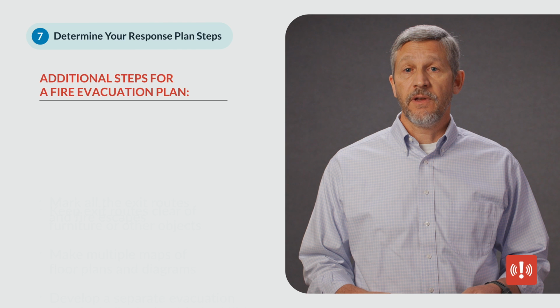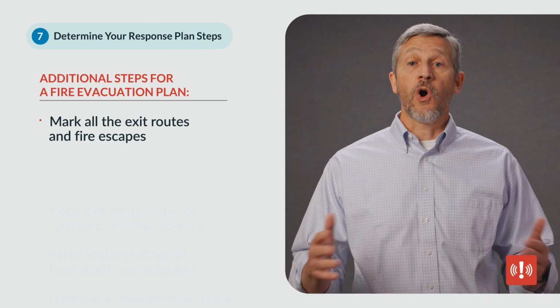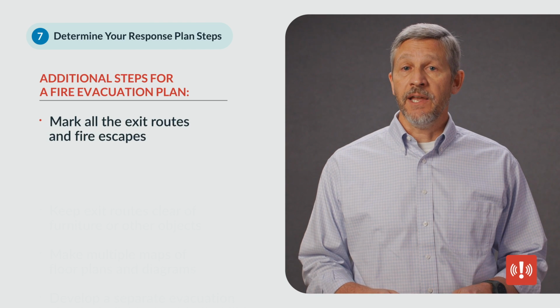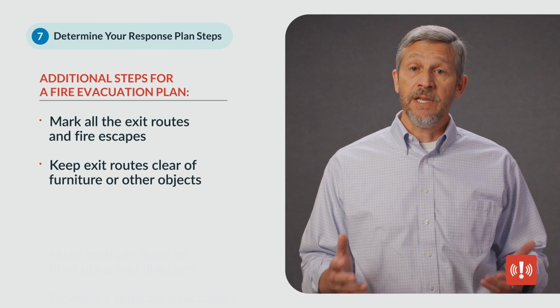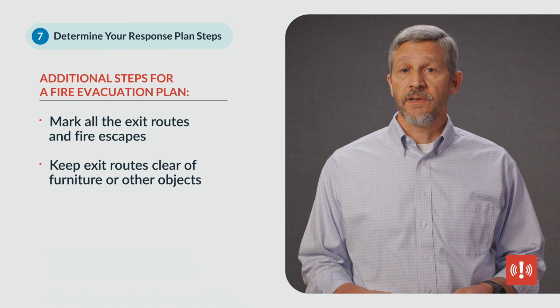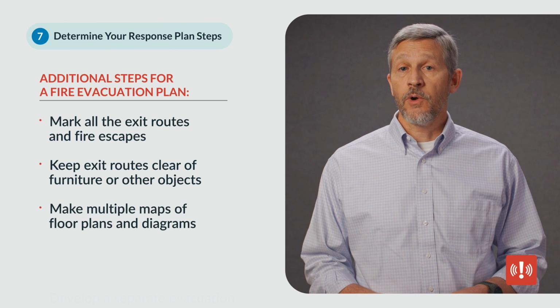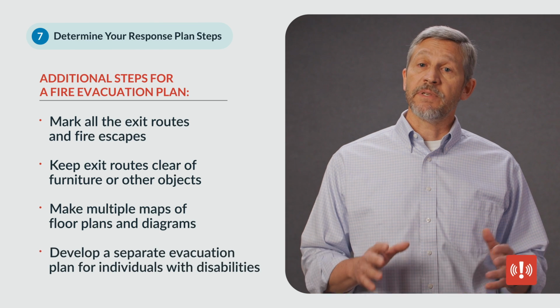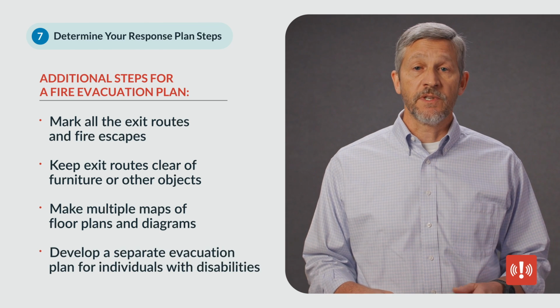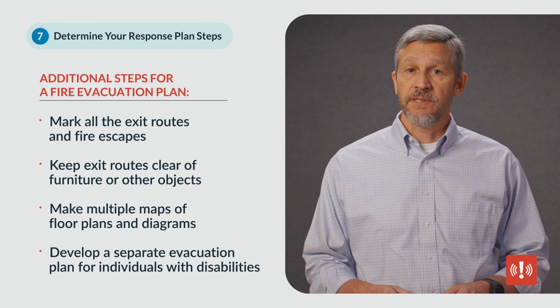A great fire evacuation plan for your business will include primary and secondary escape routes. Your company should also mark all the exit routes and fire escapes with signage, keep exit routes clear of furniture or other objects that could impede your employees' direct means of egress, make multiple maps of floor plans and diagrams for large offices and post them, develop a separate evacuation plan for individuals with disabilities needing additional assistance. Then, once your employees are out of the building, where do they go?